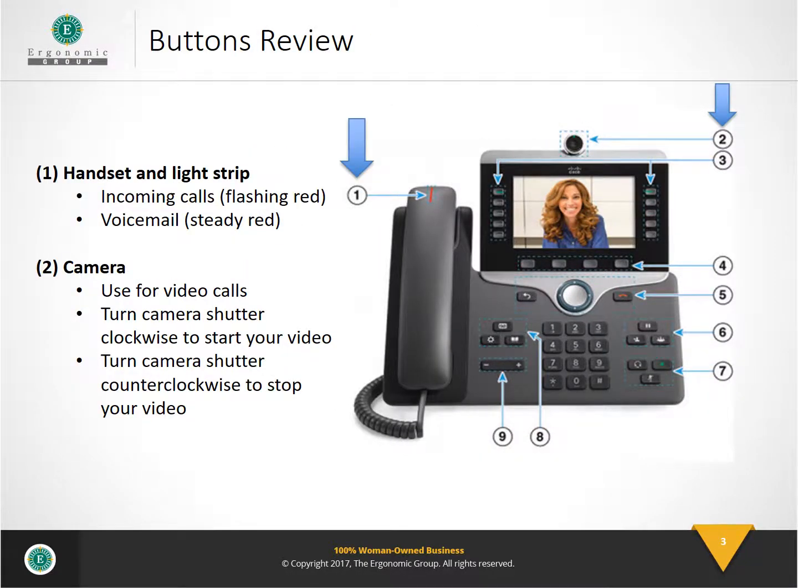Now we'll review the buttons and go a bit deeper into their individual functions, starting with the phone handset light strip, previously mentioned as the incoming call or voicemail indicator. This light will flash red on your handset with any incoming calls. It will be steady red if your phone has a voicemail currently.